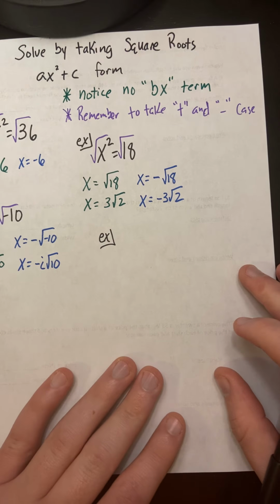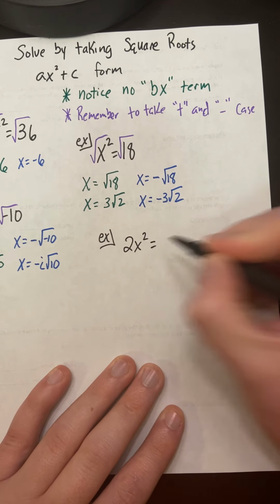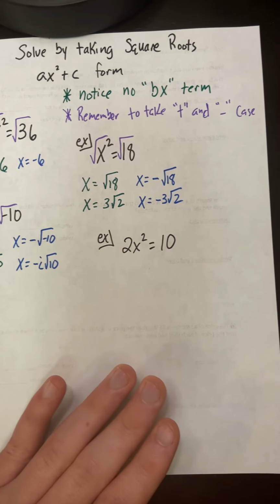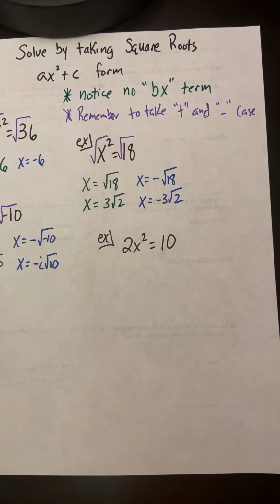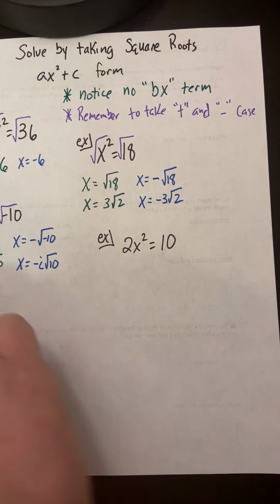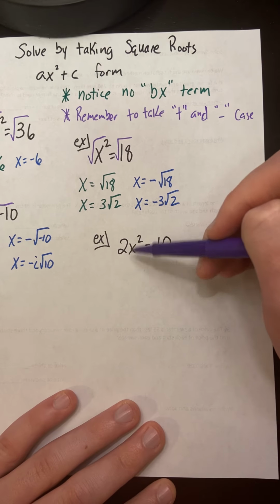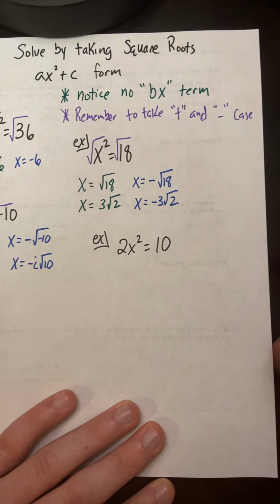Let's get a little bit more complex here. So let's say we have 2x squared is equal to, let's use that 10 again. Now, again, this definitely is still in the same form of ax squared plus c. There's no bx term in here, but we need to be careful. We can't just jump in and take the square root. If we jump in and start taking a square root here, now we're taking a square root of a 2 and an x squared. This gets a whole lot uglier pretty quick.